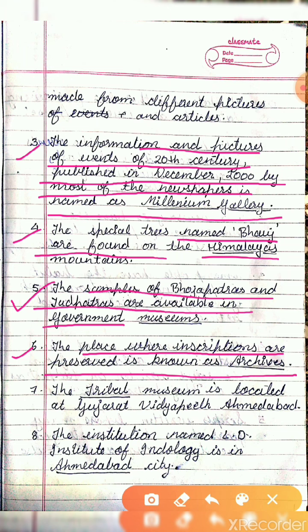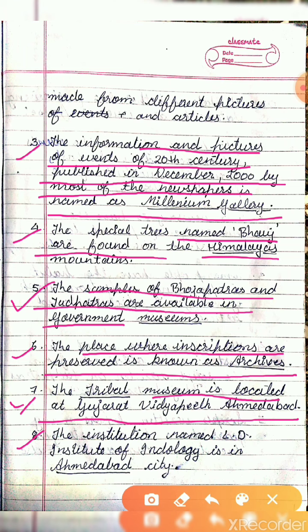Okay, now we'll move on to the seventh one: the dash museum is located at Gujarat Vidyapith, Ahmedabad. Which museum is located at Gujarat Vidyapith, Ahmedabad? That is Tribal, T-R-I-B-A-L. Tribal is the answer.